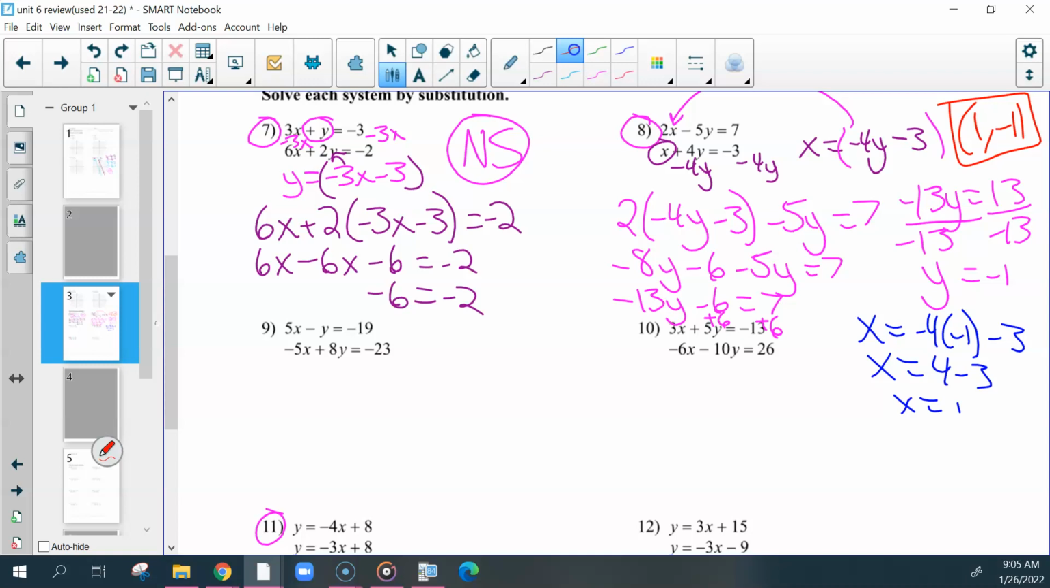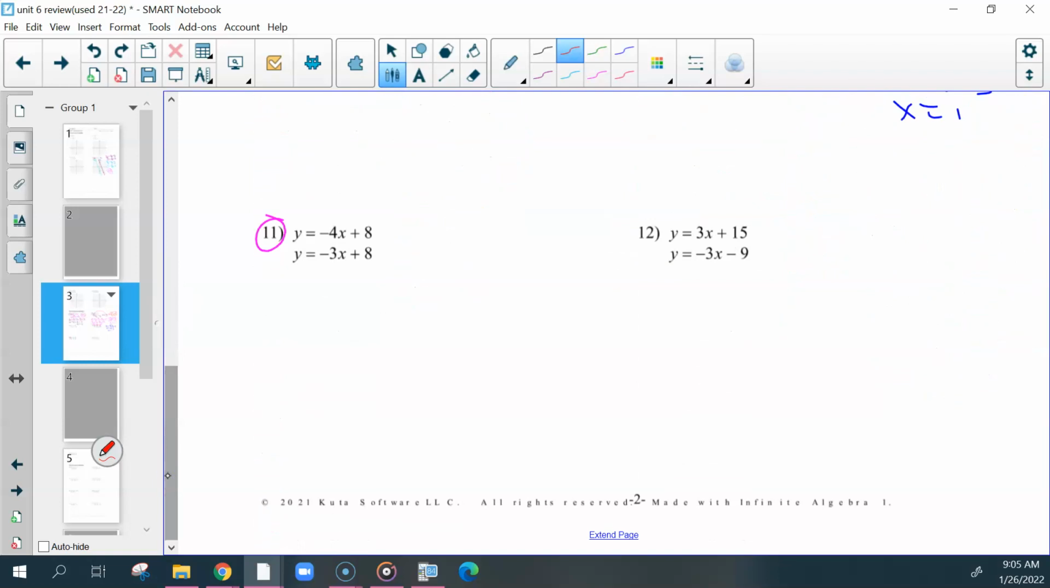Alright. Moving down to number 11. Both of these equations have a y equals. How would I use substitution here? I'm going to make them equal each other. It doesn't matter which side I put what on, but I need to set it up like an equation with variables on both sides. So it's going to be negative 4x plus 8 equals negative 3x plus 8. Anytime you see that, whether it's x, whether it's y, set them equal to each other.